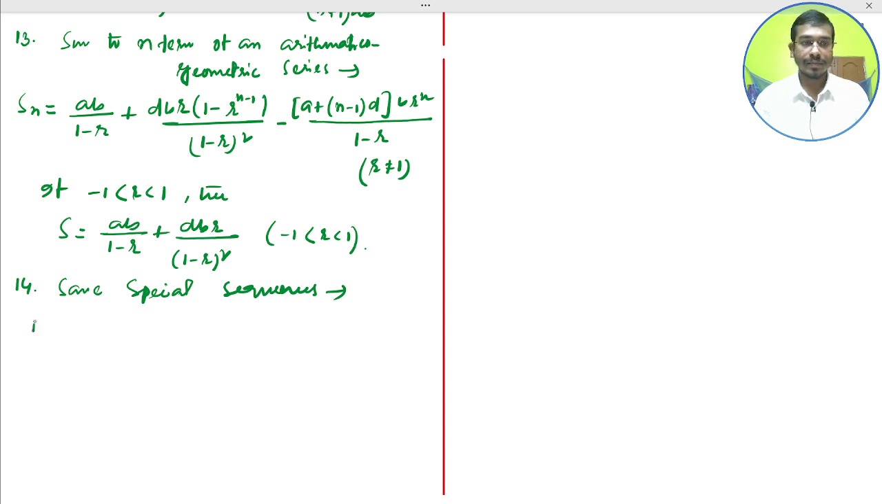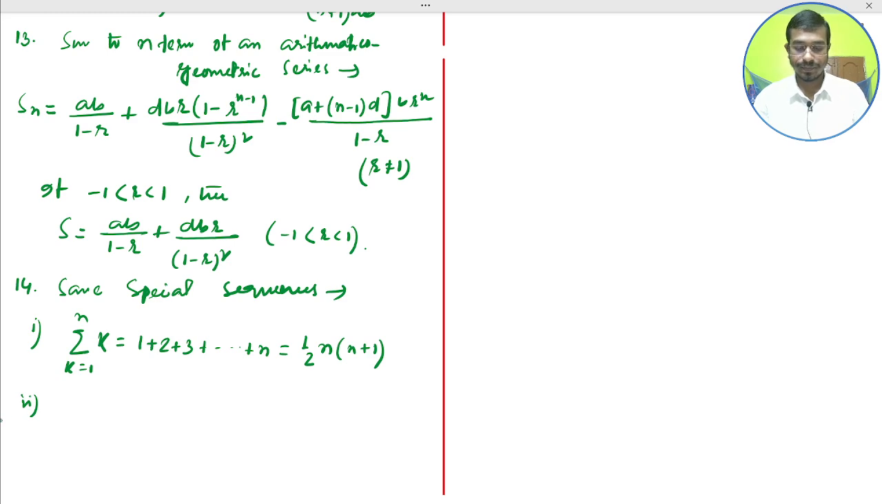So first one, summation k from 1 to n of k, that is 1 plus 2 plus 3 plus dot dot plus n. The sum would be half of n into n plus 1.